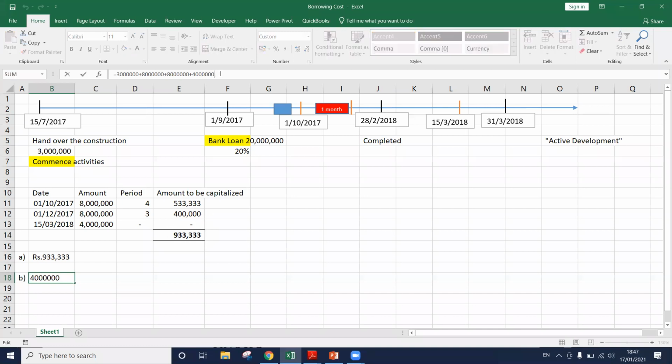933,333. Therefore, this forms a part of the assets, right? So 23,933,333 is the cost of our building. එතකොට building එකේ cost එක 23 million නෙවෙයි. මෙන්න මේ 933,333 කියන figure එකත් එකතු වෙලා, right? This should be the cost of the building as of 31st March 2018.